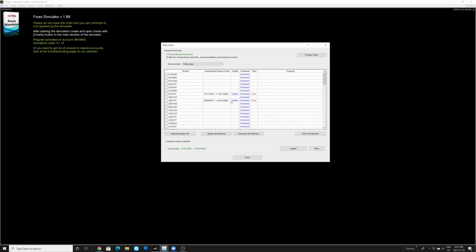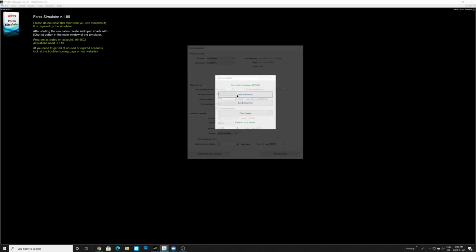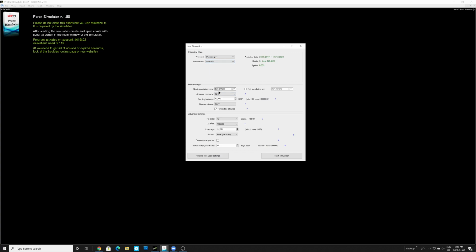So we're going to go to our data center. Everything's okay. Everything's good. We're going to go to new simulation. Choose pound yen. We're going towards September 8th. And let's start with 1,500 pounds, right? That seems like a pretty good, reasonable number there. Time is going to be New York close. Leverage, let's say we're using 1 to 500 leverage. History on charts is going to be around 200 days. Okay, perfect.